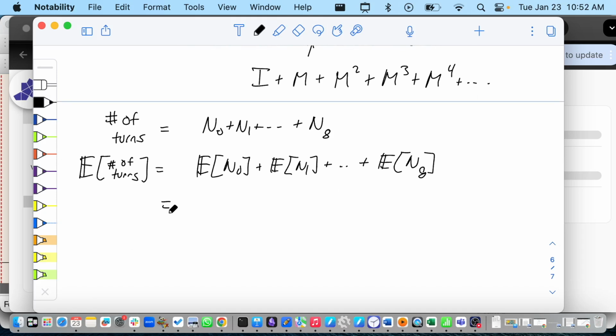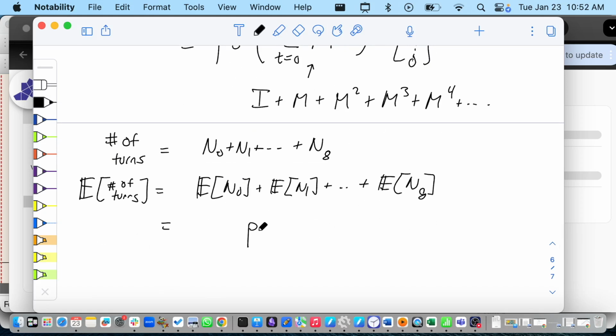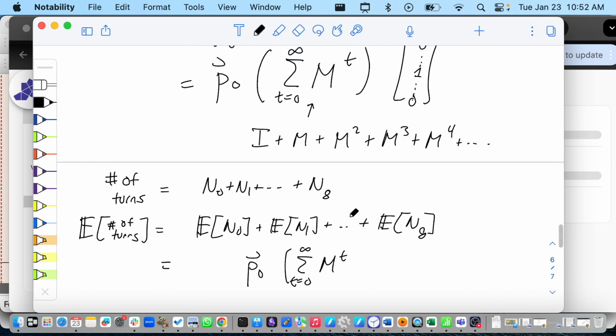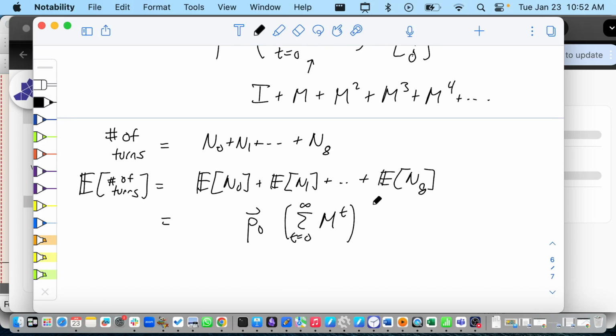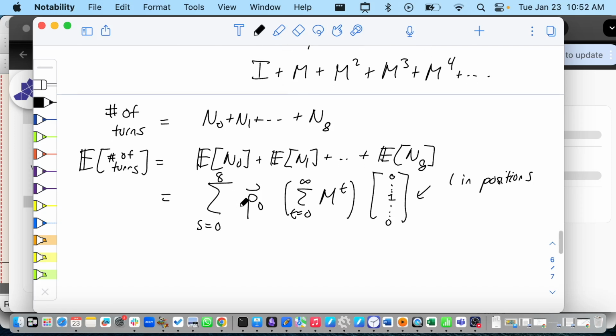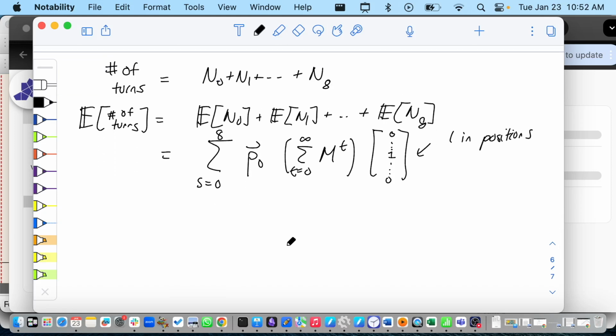And we have the expression for these, right? So it's the sum. What was our expression? Our sum was P0, and then we had this sum, t equals 0 to infinity of m to the power t. That was the middle bit. And then we had the vector, which was 0, 0, 0, and then it had a 1 in position S. And then we're adding this up, going from S from 0 to 8. Okay. So take what we had before, you add it up over all the positions.